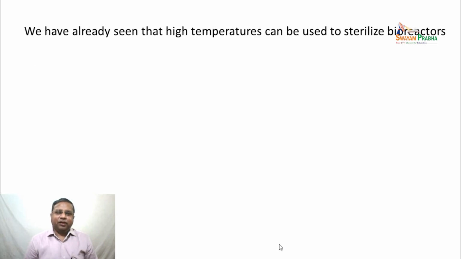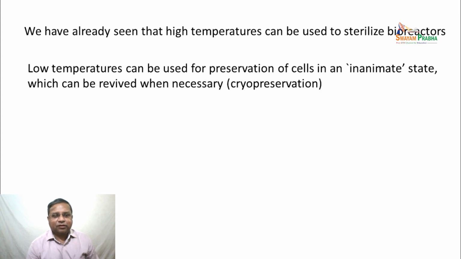Okay. We have already seen that high temperatures can be used to sterilize bioreactors. We did go through quite a bit of analysis on that. We did a problem on that to better understand how the temperature affects the cells in the context of killing all the cells. That was high temperature. Low temperatures can be used for preservation of cells in an inanimate state, which can be revived when necessary.